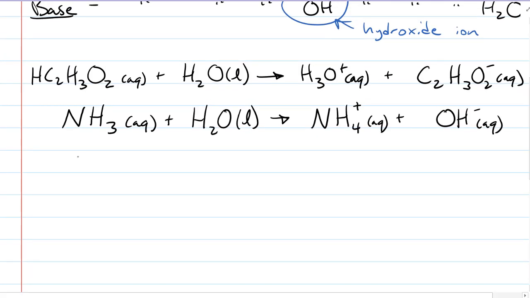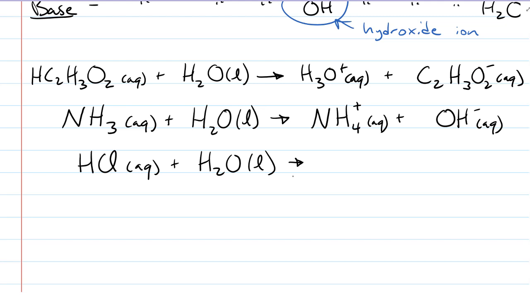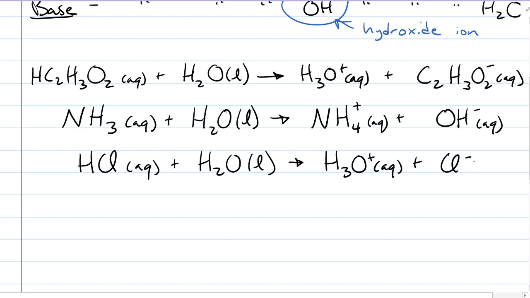If we do the HCl, it is a molecular compound. When we react this one with water, HCl we classify as acid or base? Acid. It's an acid. So if it's an acid, that means it's going to produce hydronium ions. What's going to be left over? Chloride. All right, chloride will be left.